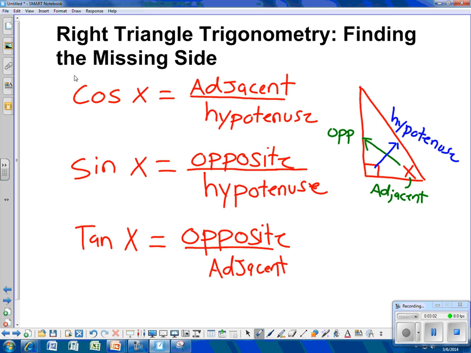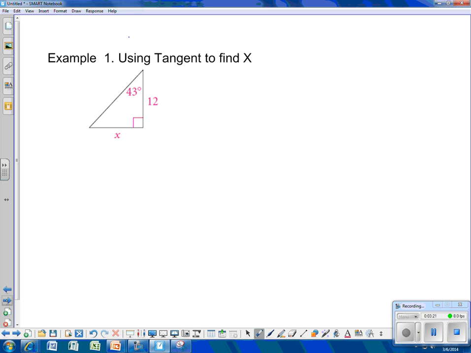All right, so this is our basic right triangle trigonometry. We use these three equations to solve situations, and I'm going to show you 5 examples on the previous pages. Write down each example, and then we'll take the time to do some practice problems. All right, the first example is using tangent to find x.